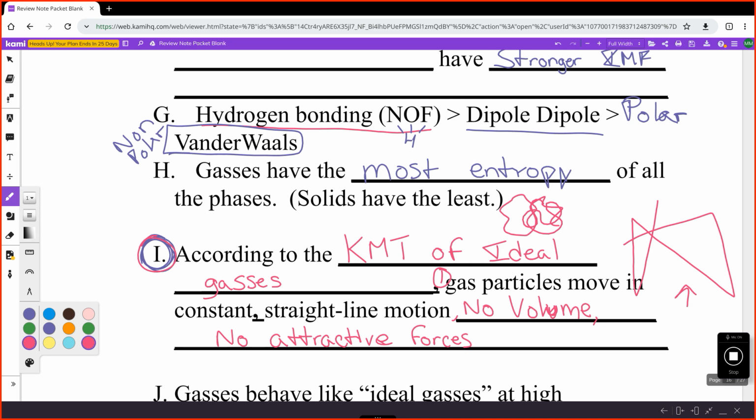Again, not true. Even van der Waals nonpolar molecules have some sort of attraction to one another. But we are making these assumptions to pretend that we can perfectly predict what gases are going to do. And there is actually one more. So it's 1, 2, 3, and the fourth one being elastic collisions.